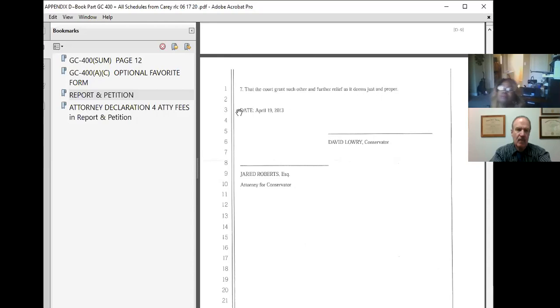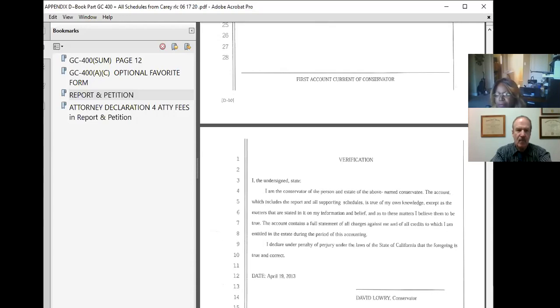Anyway, then you're going to date it. You're going to put your name as the conservator, and then you will sign here. This section right here, because there will be no legal counsel, will not be there. So that would be blank.